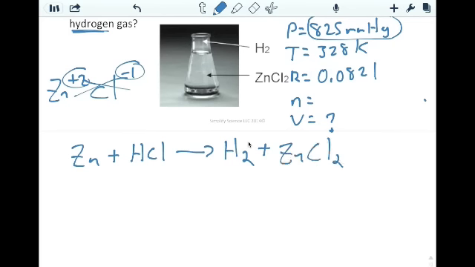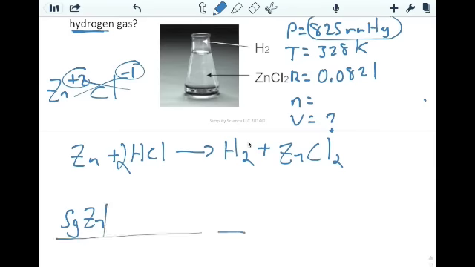We have 1 zinc on the reactants and 1 zinc on the products, so we're good there. Okay, look at our hydrogens. 1 hydrogen and 2 hydrogens. Not good there. So let's put a 2 right here, and we'll balance it out. And we see that now we have 2 chlorines and 2 chlorines. Everything's balanced.